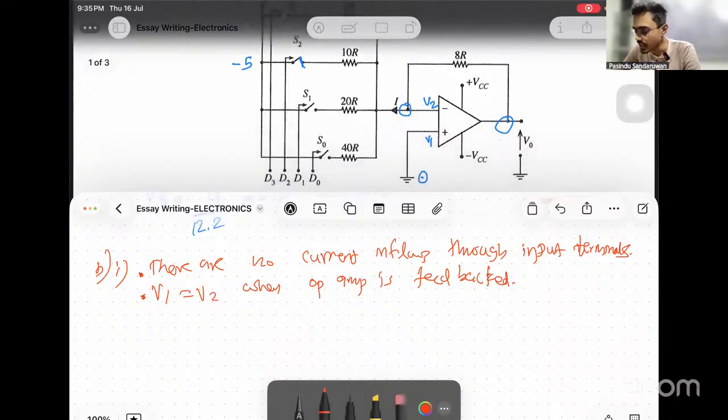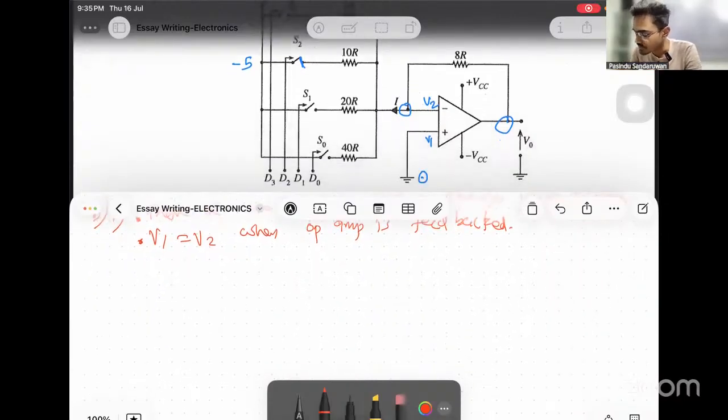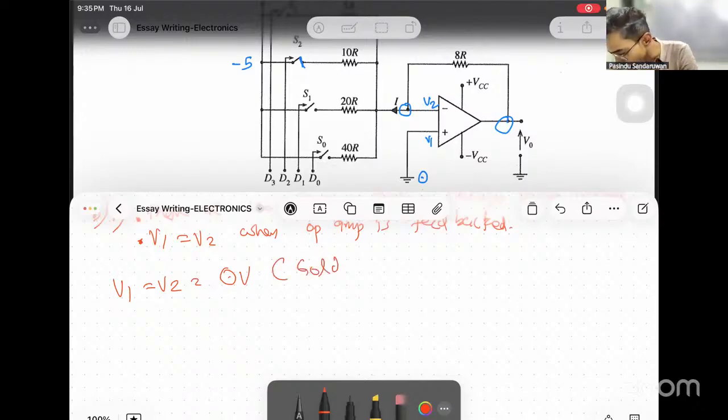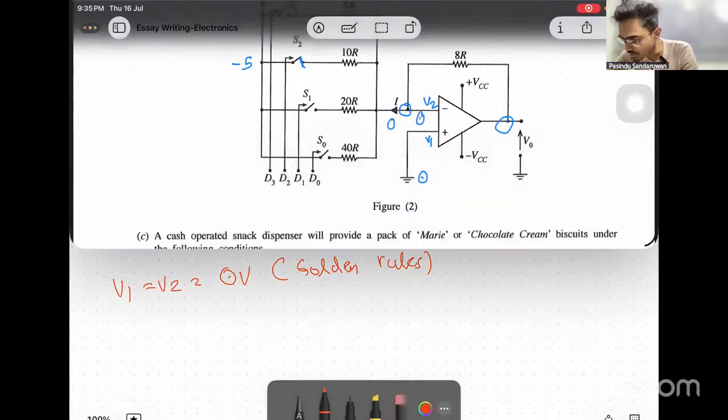Now, for this one, I have to use the V1 equals V2 rule. Then V1 equals V2 equals 0 volts here. The reason is golden rules. Now check the circuit. This side is at 0. If this is 0, V2 is also 0.